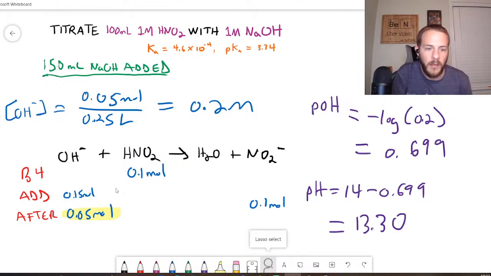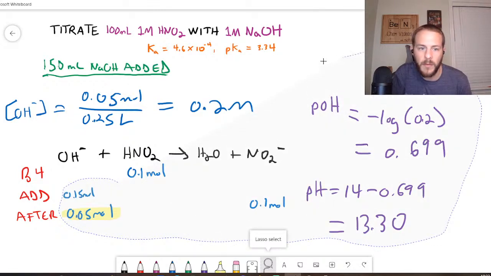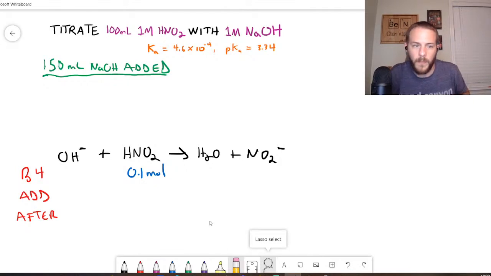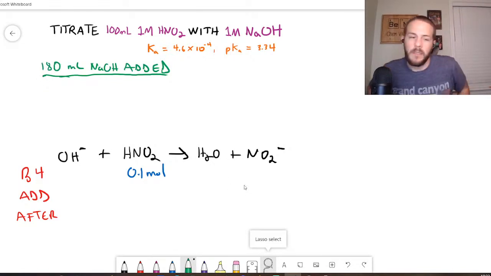Grab everything I don't need and delete. Okay. 180 milliliters. This is our last one. 180 milliliters of 1 molar sodium hydroxide. What is going to be the pH when I add that to 100 milliliters of 1 molar nitrous acid?